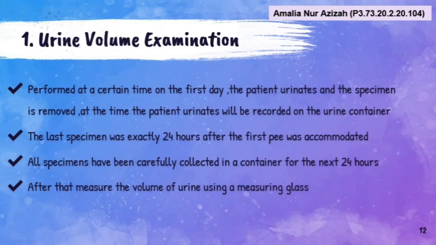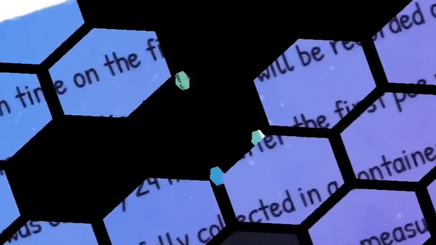1. Urine volume examination. Performed at a certain time on the first day. The patient urinates and the specimen is removed. The time the patient urinates will be recorded on the urine container. The last specimen is exactly 24 hours after the first urine was accommodated. All specimens are carefully collected in a container for the next 24 hours. After that, measure the volume of urine using a measuring glass.